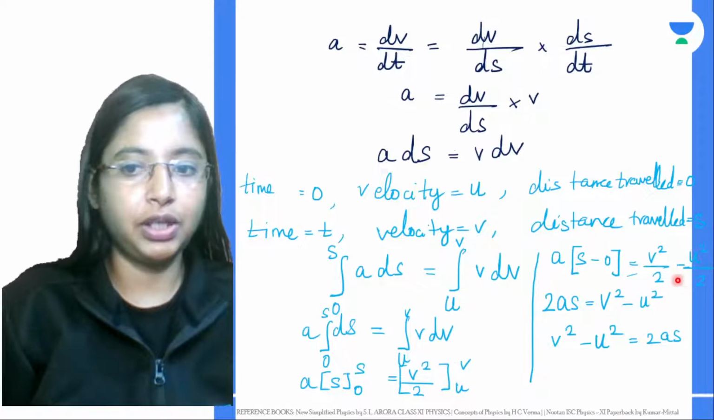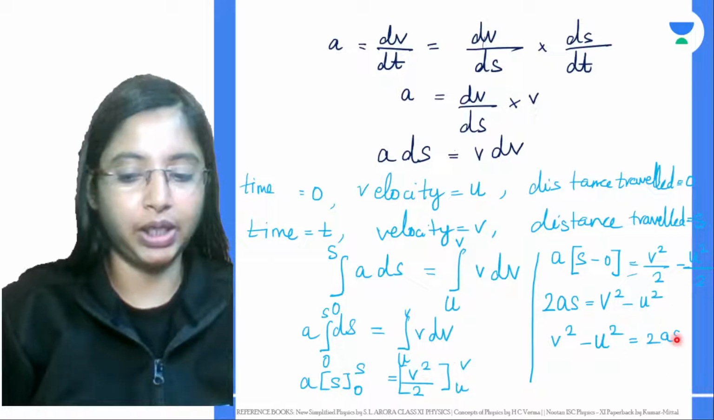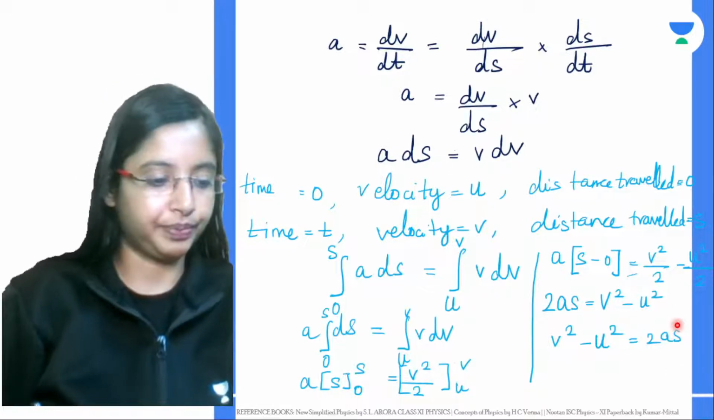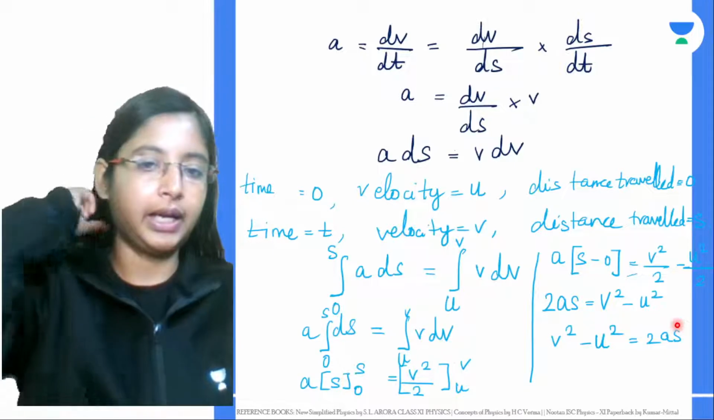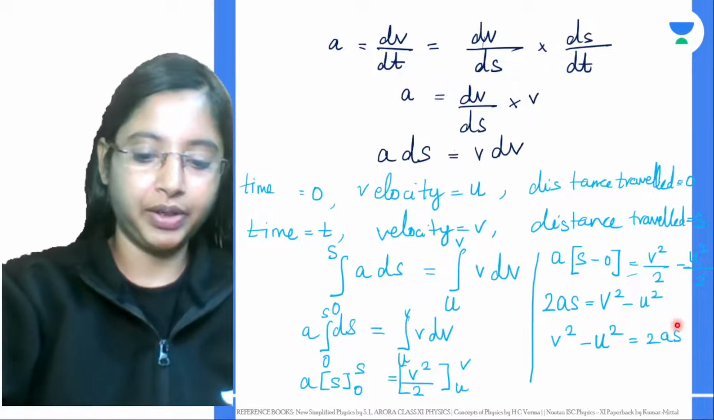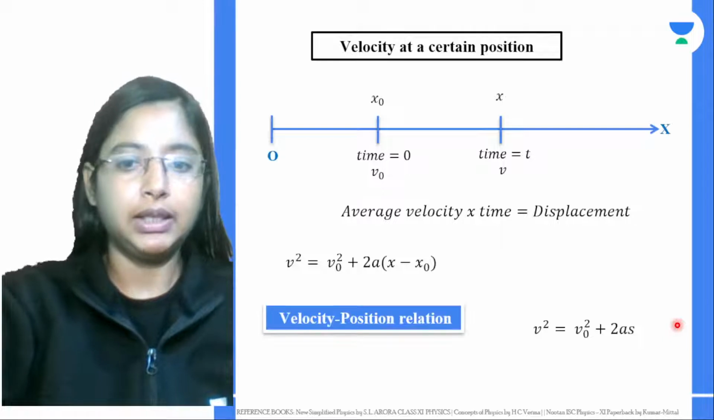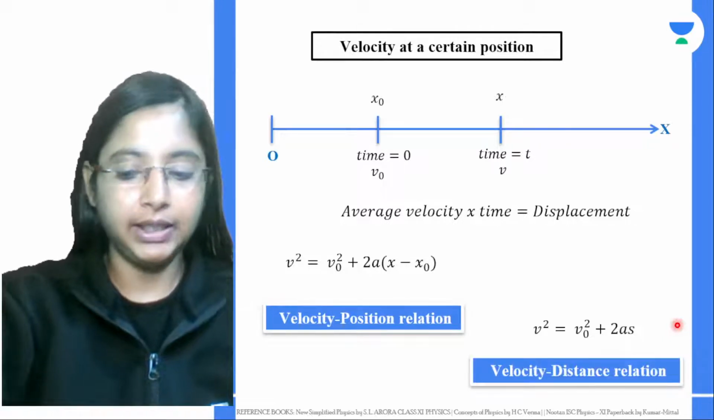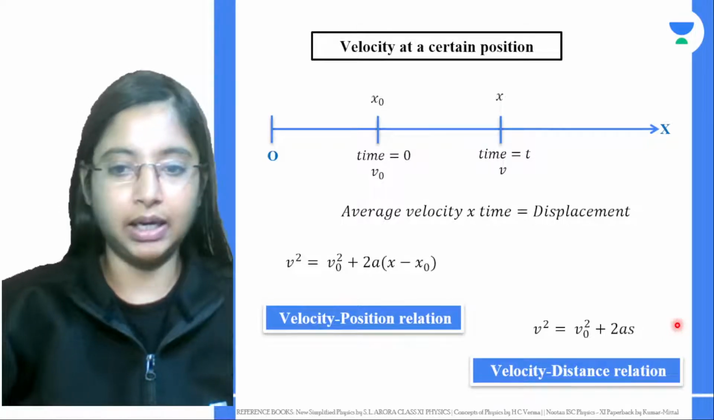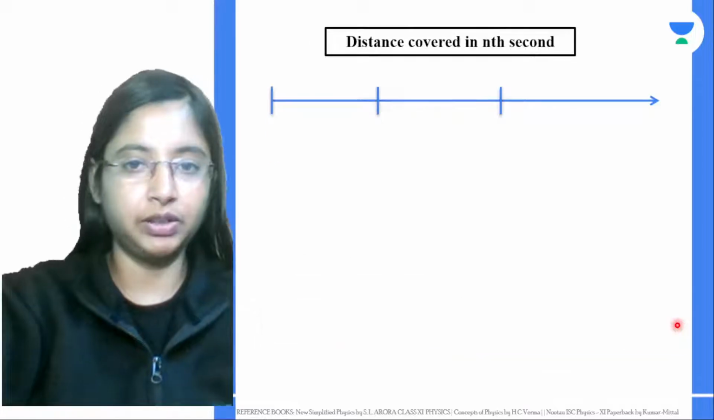Now in this equation, I am just taking the 2 to the other side. So you will have 2as, this quantity is anyway 0, equals v square minus u square. From here you get v square minus u square is equal to 2as. This is your third equation of motion. I hope this is clear as well. Now this we have done both by integration and by the normal method we started with.